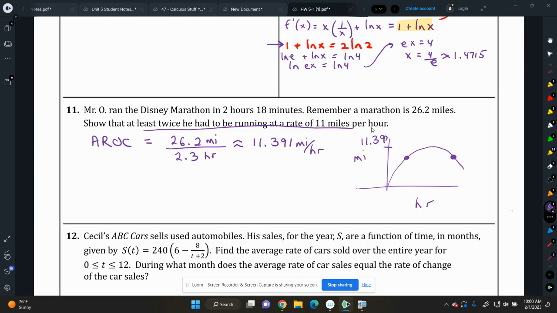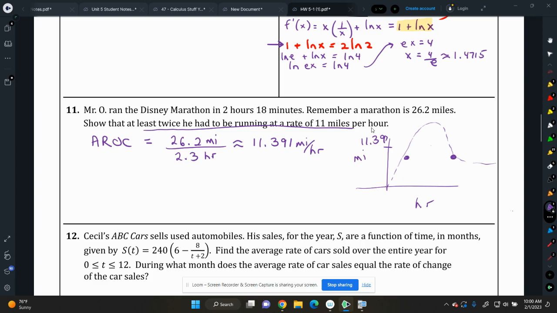Wouldn't the derivative be equal to 0 at 11.39? That's like the highest, the maximum. Well, no, that's the average. The drawing is deceiving, I'm sorry. That's the average. It could be going something like that, or something like that. But since there's 2 times, we don't have to know where that point is. Show that at least twice he had to be running at that rate.